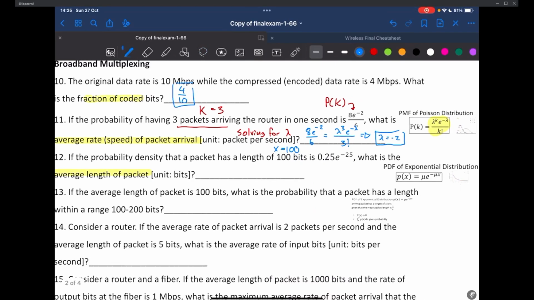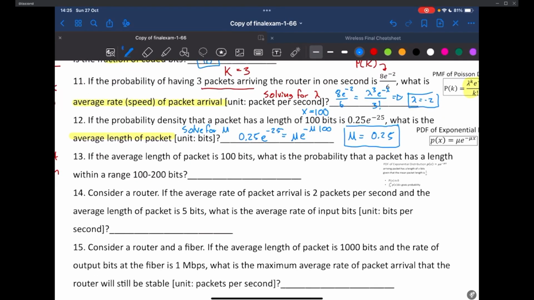And so we're trying to solve for mu, right? Solve for mu. So we have 0.25 e to the negative 25 equal to mu times e to the negative mu times 100. And so now it's pretty obvious what mu is, just like lambda earlier, given that it's right here. So we can deduce that mu is 0.25. So that's the answer.